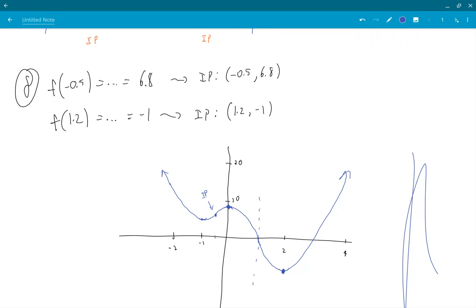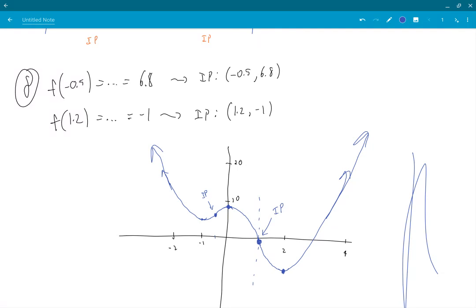Not forgetting about your inflection points, which are here and here. Okay, they're hard to graph, I know sometimes, so you just put a little labeling there. I know that as x goes to infinity, my function goes to plus infinity, and when x goes to minus infinity, I also get plus infinity.